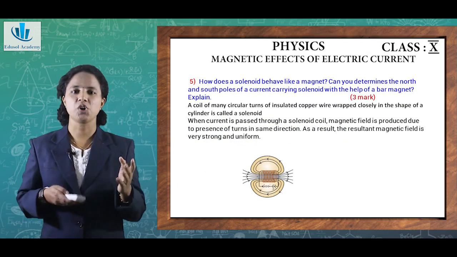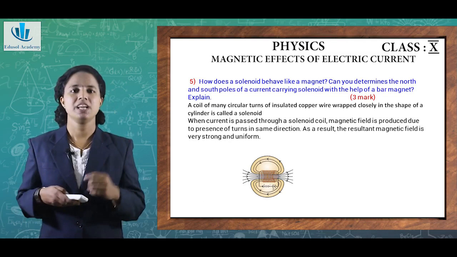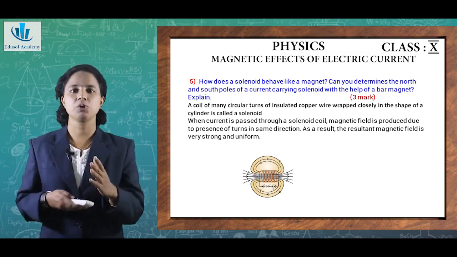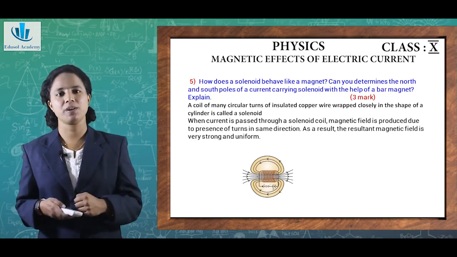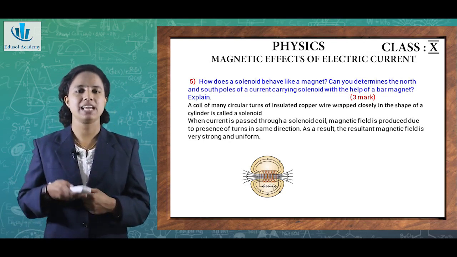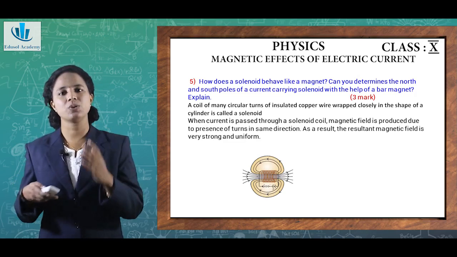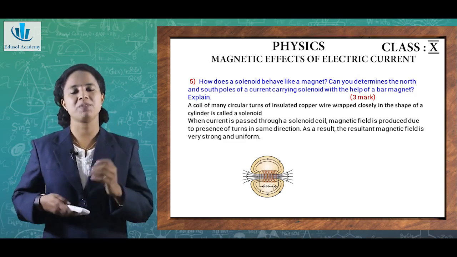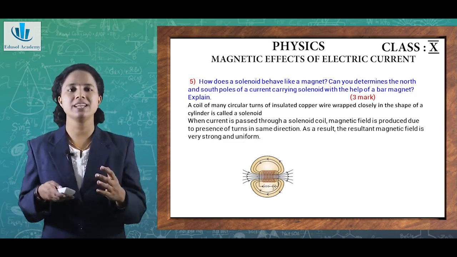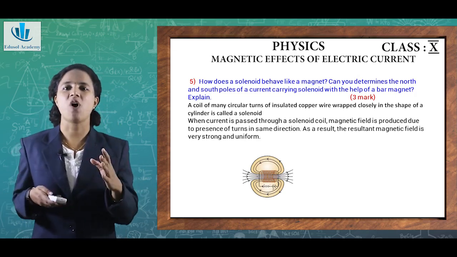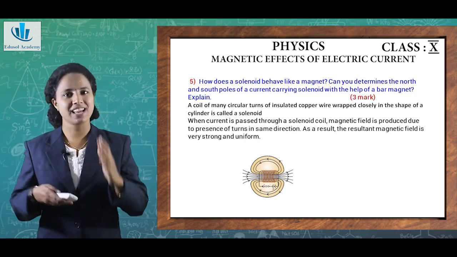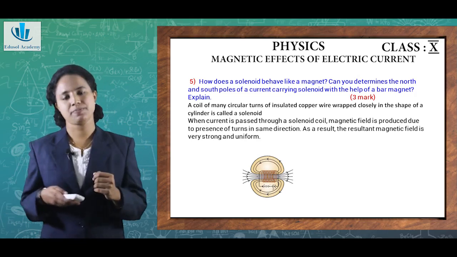How does a solenoid behave like a magnet? Can you determine the north and south poles of a current carrying solenoid with the help of a bar magnet? Explain. So, we know that a coil of many circular turns of insulated copper wire, which is wrapped closely in the shape of a cylinder, is called a solenoid, and that is clearly depicted in the picture given.